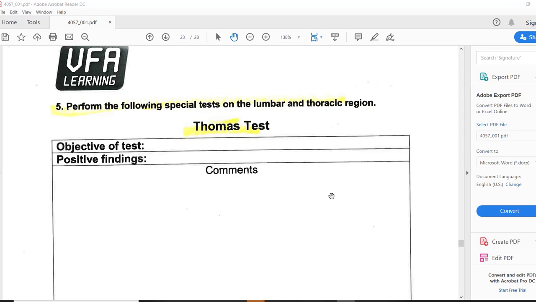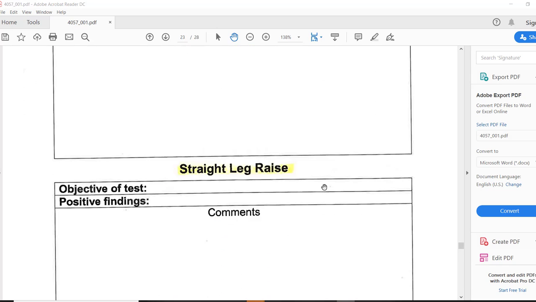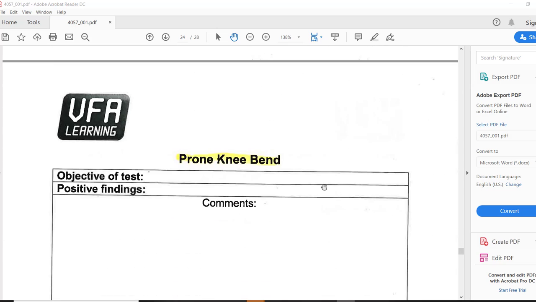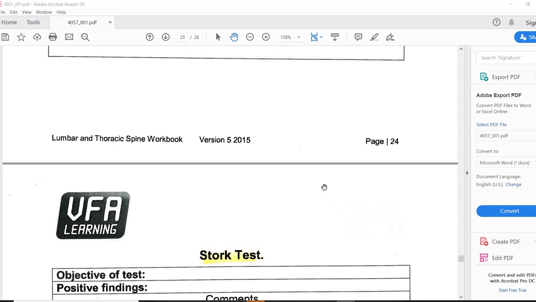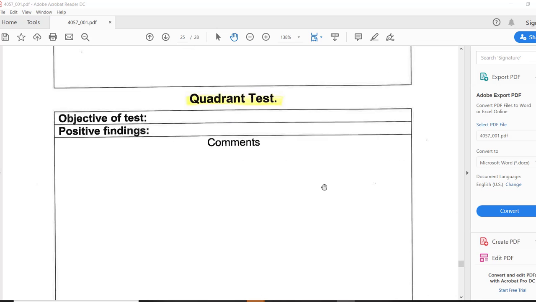For part 5, you need to perform the following special tests for the lumbar and thoracic region. So again, we need to identify what the objective of the test is, what a positive finding is, and then how that test is performed. So we need to do this for the Thomas test, a straight leg raise, the prone knee bend, the slump test, and the Stork test and quadrant test.